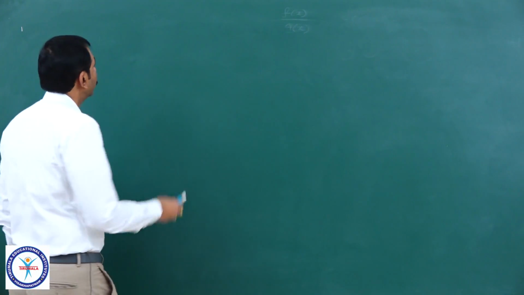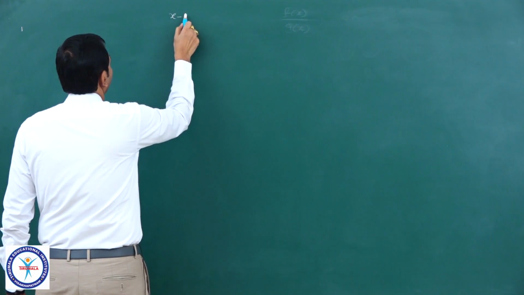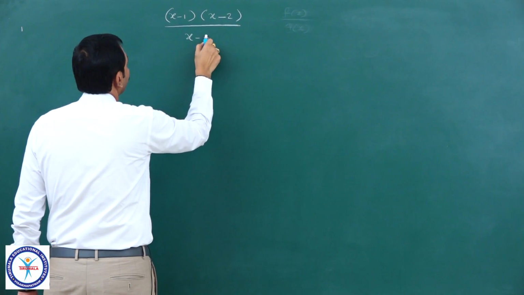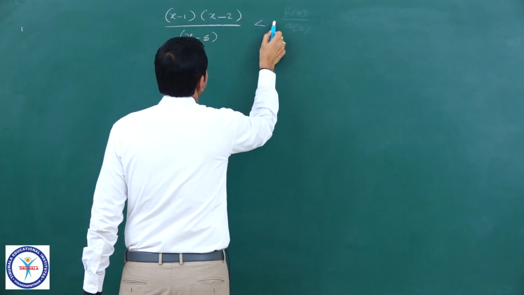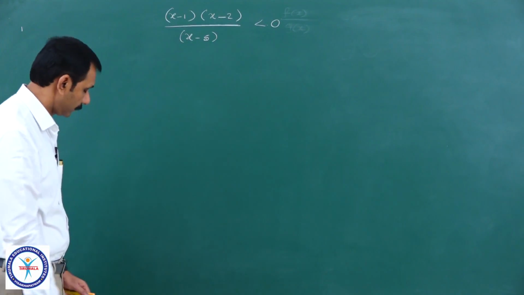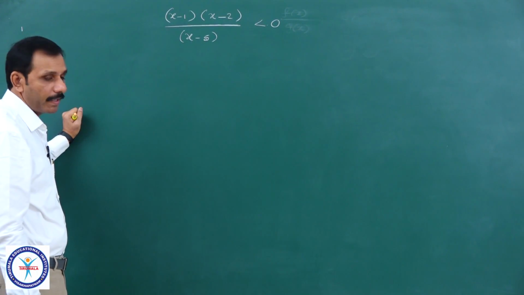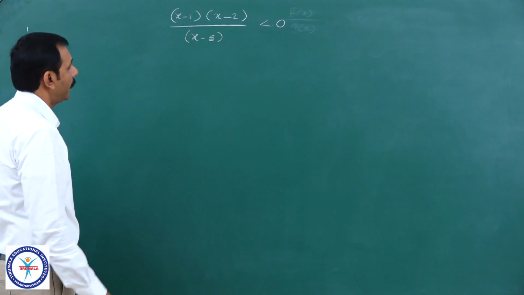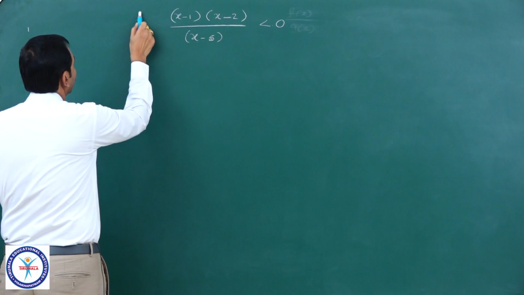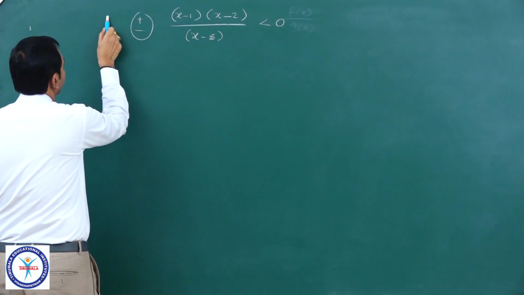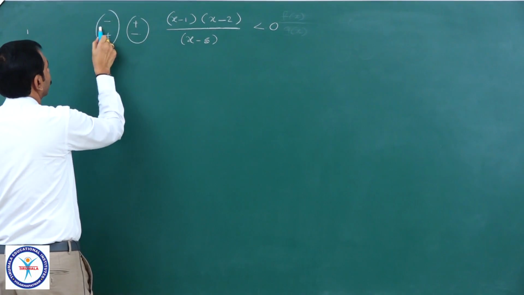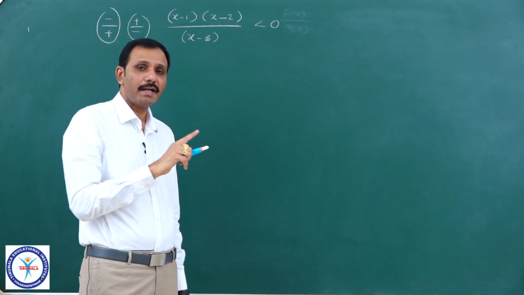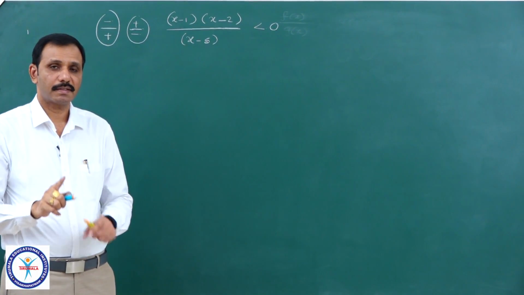Now we will see one more problem. Suppose x minus 1 into x minus 2 by x minus 5, I want this one less than 0. Now numerator by denominator negative means one positive and one negative. Numerator positive means denominator negative, numerator negative means denominator positive. This is the possibility. That is, both numerator and denominator must have opposite signs.